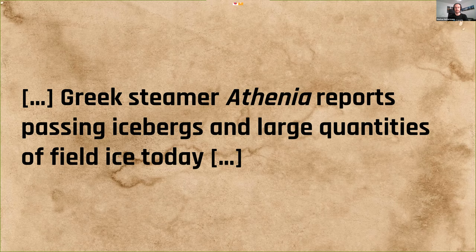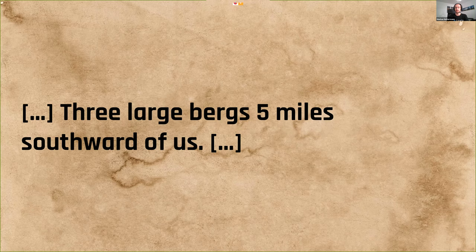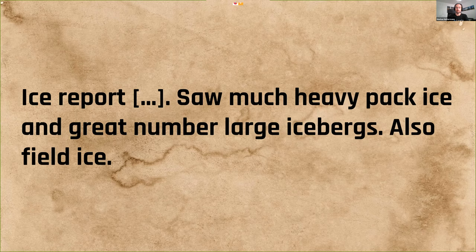However, throughout the day, four more messages were received by the radio operators on board the Titanic. Just shortly after the second one: America passed two large icebergs. At 7:30 p.m.: three large bergs fell 5 miles southward of us. And then at 9:40 p.m., the ice report: saw much heavy pack ice and great number large icebergs, also field ice. So these three messages got lost and never made it to the bridge.